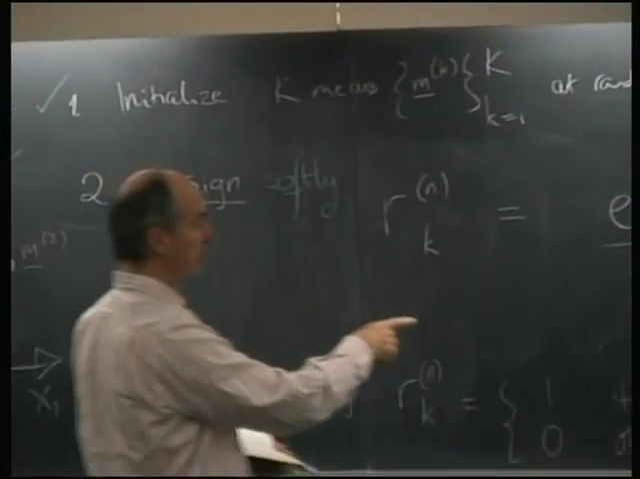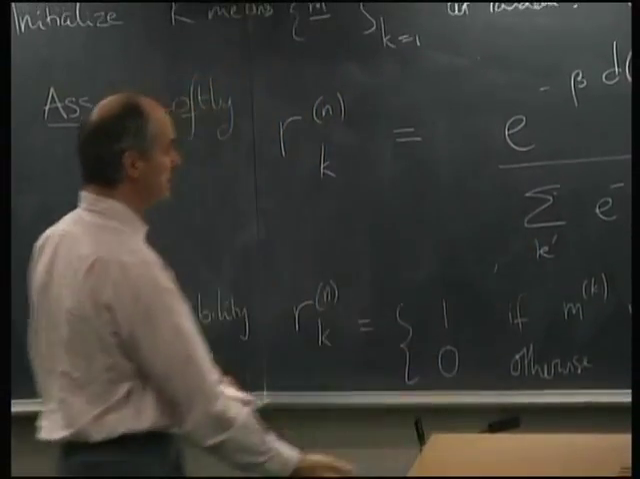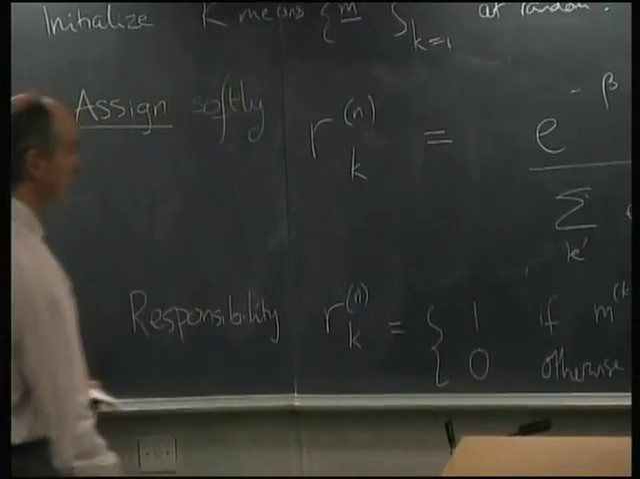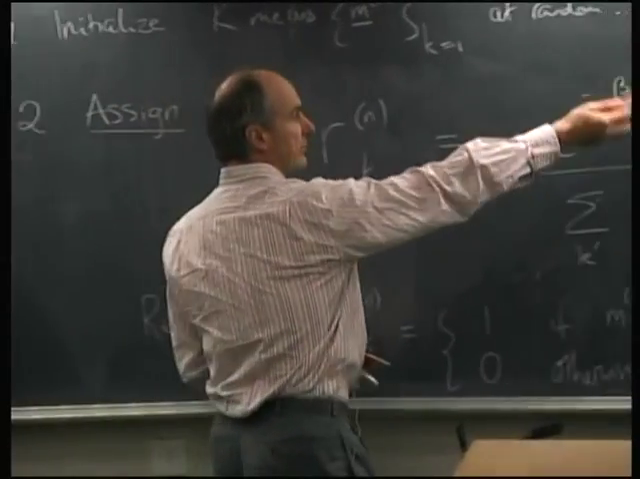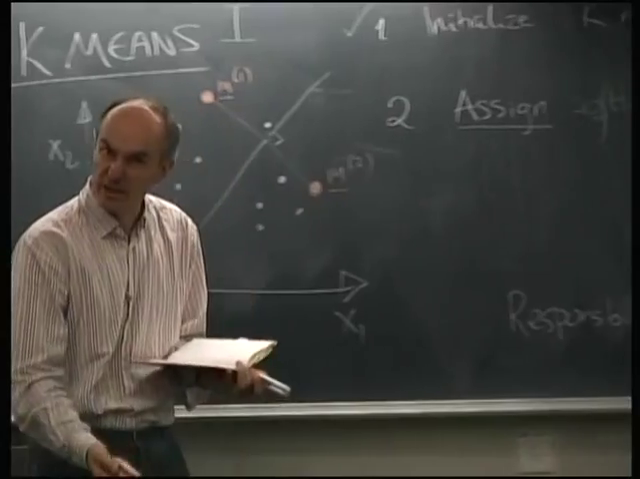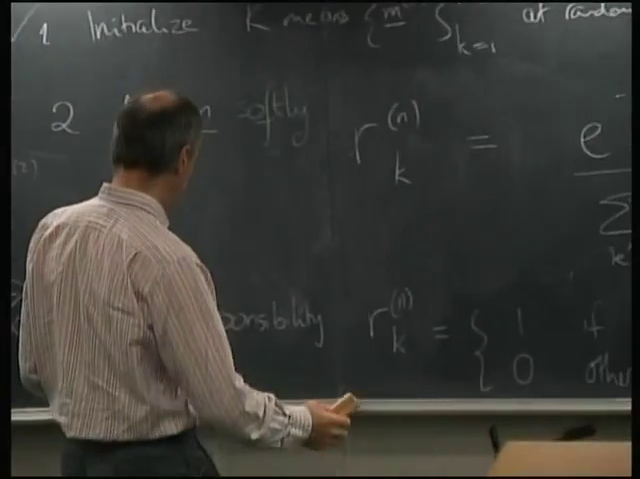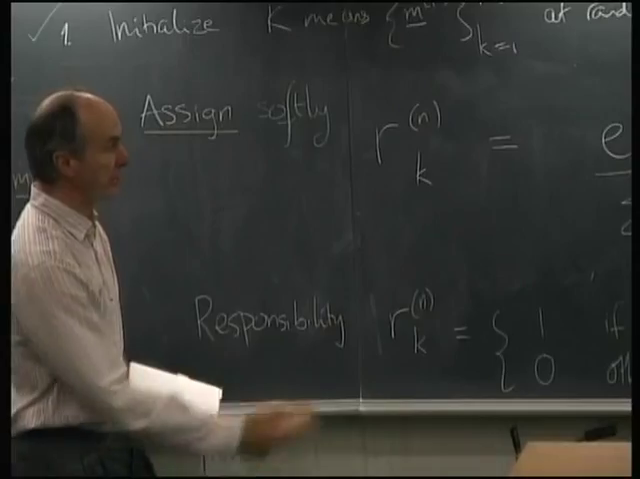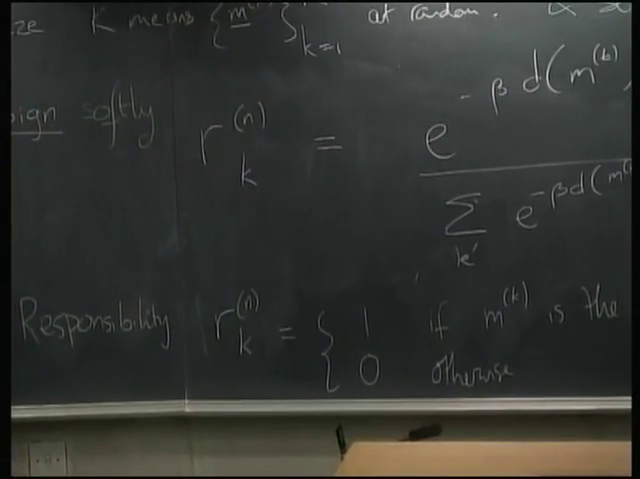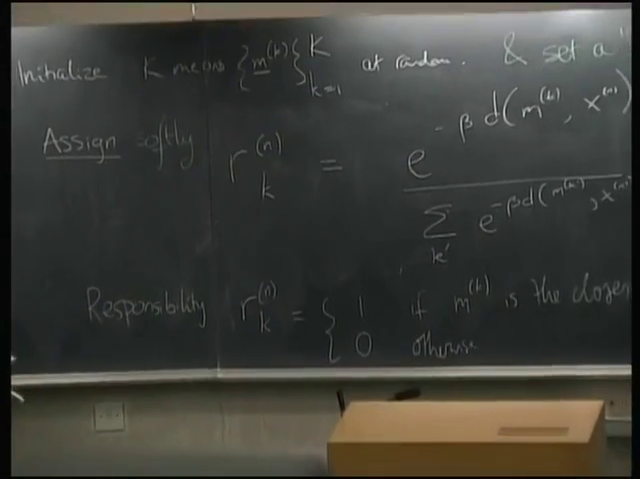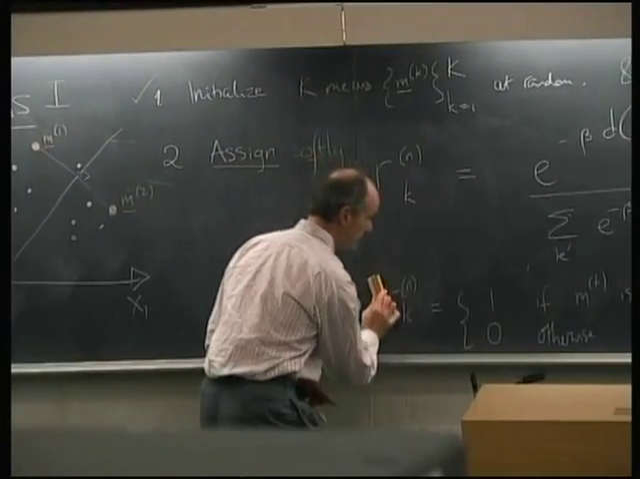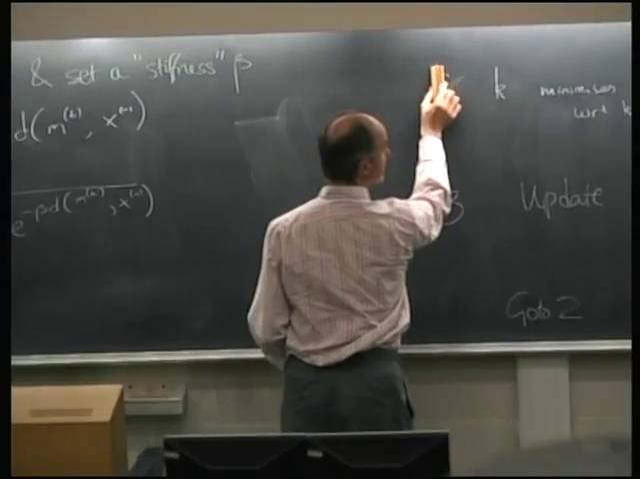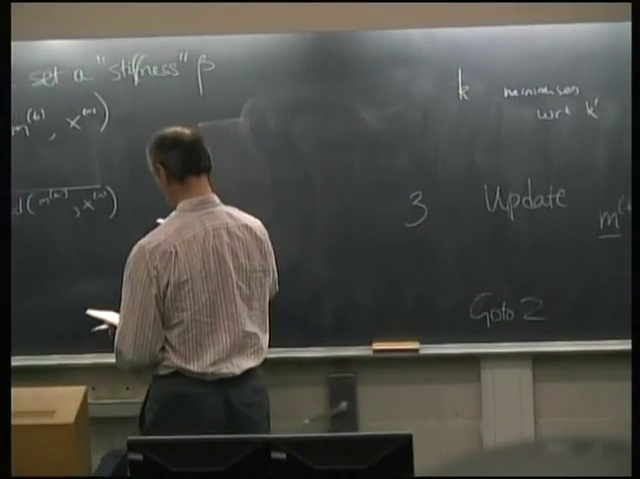So what are we doing? We're rattling through all the possible k's and saying, okay, how close do you feel by this e to the minus beta d measure? And if you feel like you're the closest of all the means, then you'll end up with the biggest responsibility. But you won't get 1 anymore. You'll get 99% or 83% or something. You would obtain ones and zeros only if you set beta to infinity. If beta is made very large, then you reproduce the old hard k-means algorithm. Okay, so that's our new definition of the responsibility. And instead of minimizing, what we're doing is a soft min.